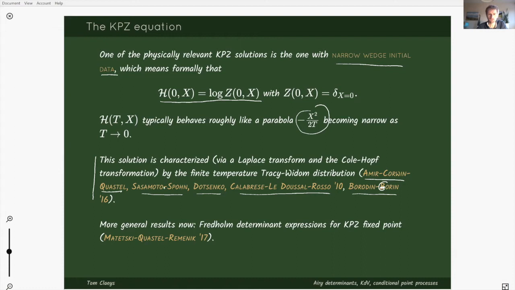And then these results were later reformulated by Borodin and Gorin. Nowadays, there are much more general results, not only for the KPZ equation, but also for what is called the KPZ fixed point, which is a much more general thing. There are Fredholm determinant expressions for solutions. This was proved a couple of years ago by Matetski, Quastel, and Remenik, and there's a lot of activity in this field.